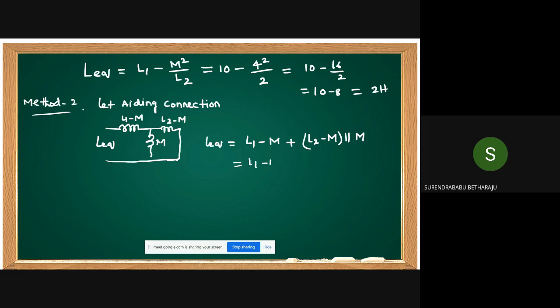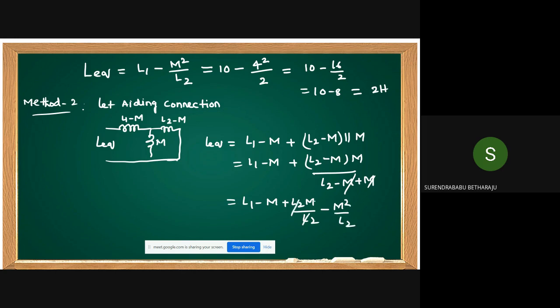Shall I write like this? L1 minus M into L2 minus M into M by L2 plus L2 minus M plus M. Parallel connection. Then M and M cancel. Then what can you get? L1 minus M, multiply this one, students, plus L2 M by L2 minus M square by L2. This L2 cancels, plus M minus M cancels. L1 minus M, same formula I'm getting. L1 minus M square by L2.